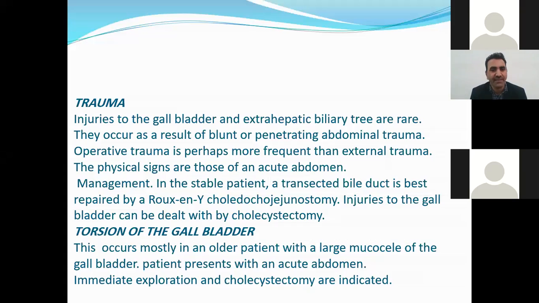Operative trauma is perhaps more frequent than external trauma, meaning iatrogenic injury to the biliary tree is more common than accidental trauma to the biliary tree. The physical signs are those of acute abdomen. The patient comes with peritonitis, with acute abdomen. Management in a stable patient: a transected bile duct is best repaired by Roux-en-Y choledochojejunostomy, anastomosing the bowel to the proximal segment of the bile duct to bypass the injured segment.